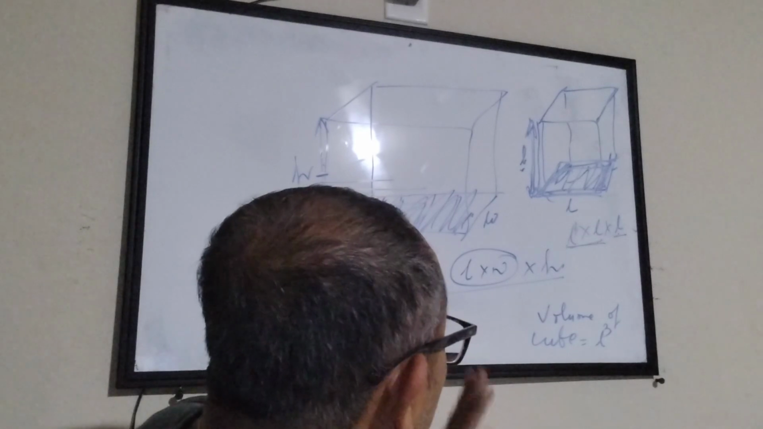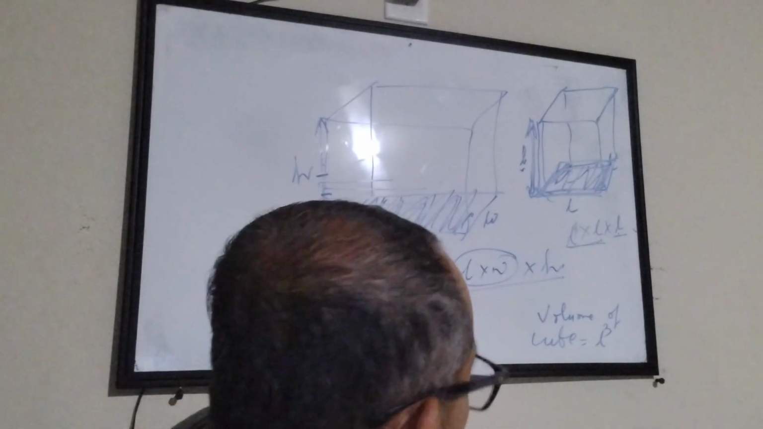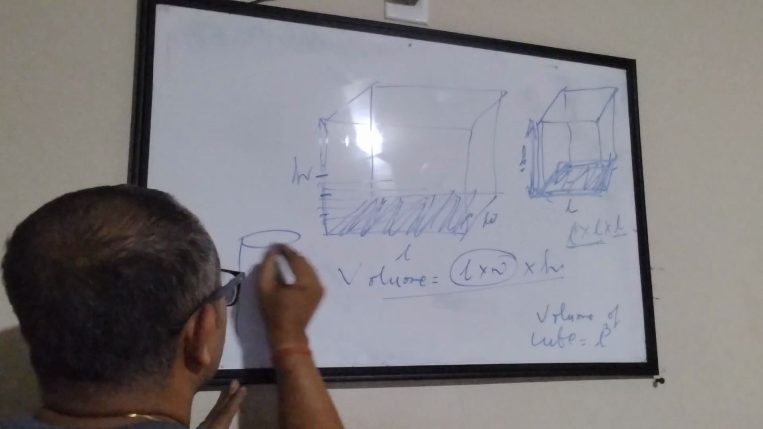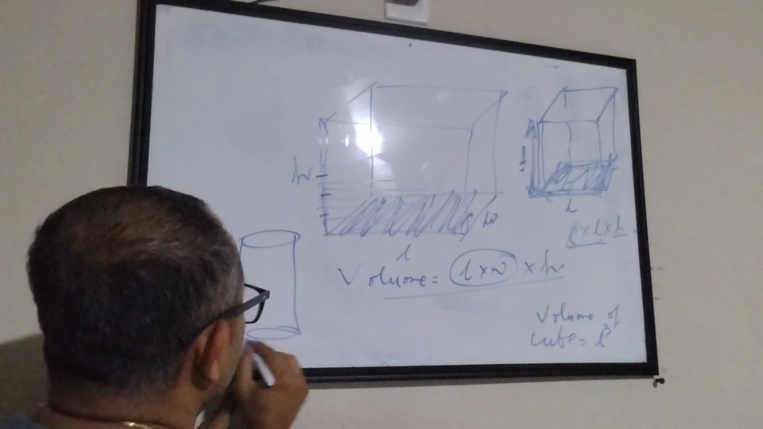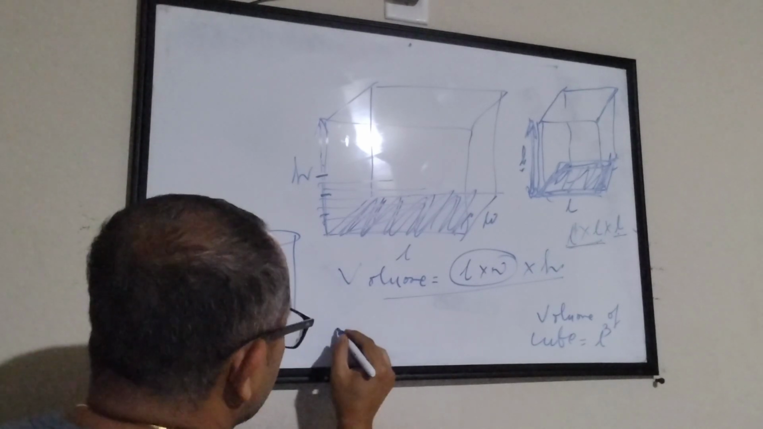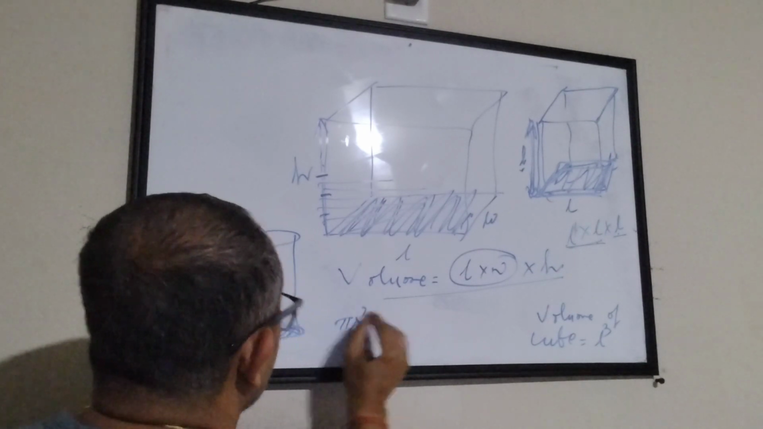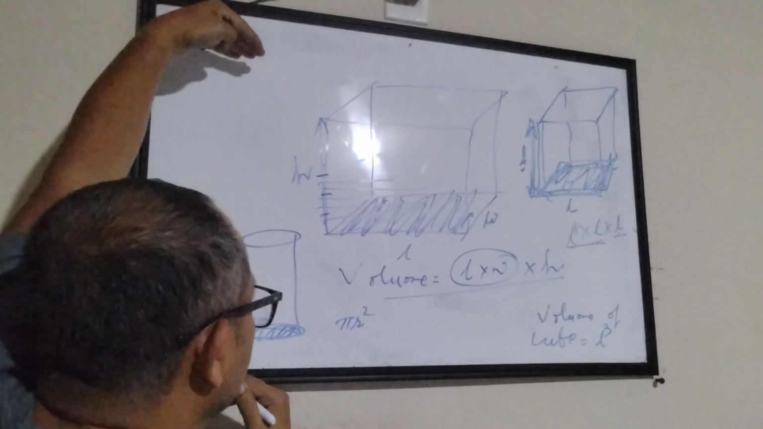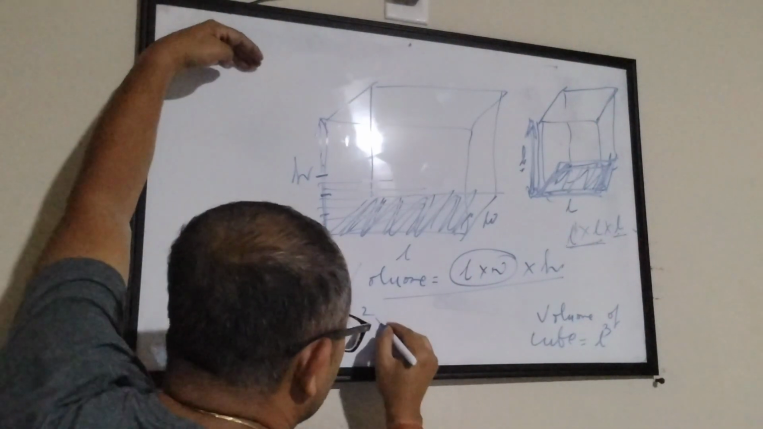So, now, same way, let's look at a right cylinder also. What do you know? What is the base here? Circle. What is the area of a circle? Pi r squared. And this is your height. More the height, more the volume. Bigger the cylinder, more the volume. Pi r squared multiplied by height.